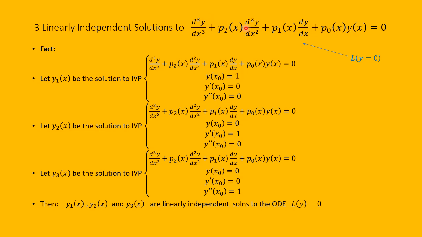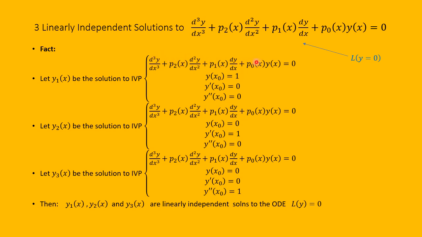Let's consider this third order linear homogeneous differential equation. I claim that there are three linearly independent solutions to this equation, and I will not actually prove it, but I will display how we can find those three solutions. I'm going to look at three separate initial value problems. We'll let y1 be the solution to this initial value problem here.